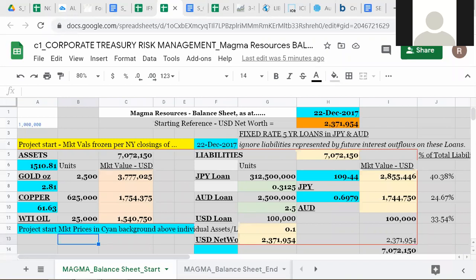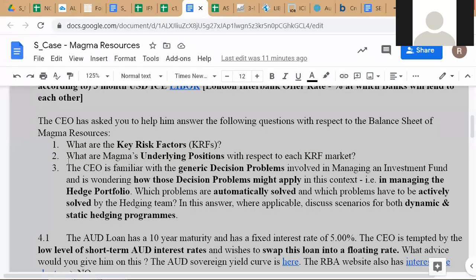All right, first we saw Sachin. Let's go with Sachin first. Yes, Sachin. Sir, can you repeat the question? Yeah, we want to go quickly through the underlying positions. The question in the case is: what are Magma's underlying positions with respect to each KRF market? In the first question, we have identified 6 KRFs for Magma.